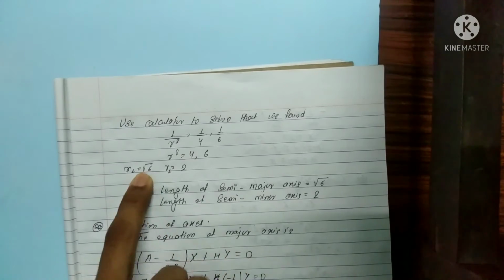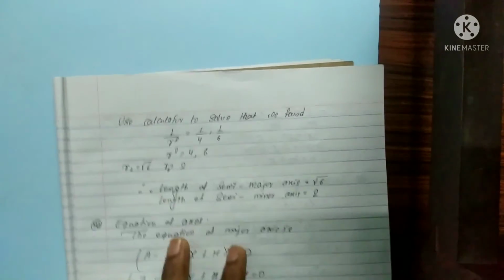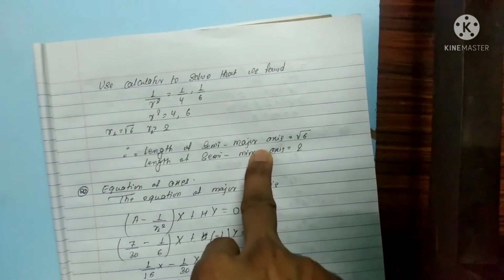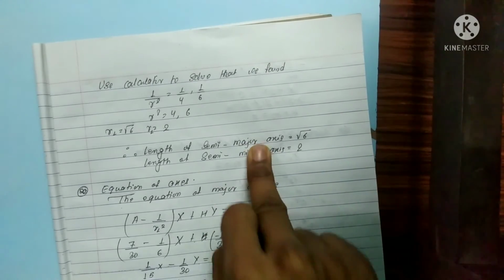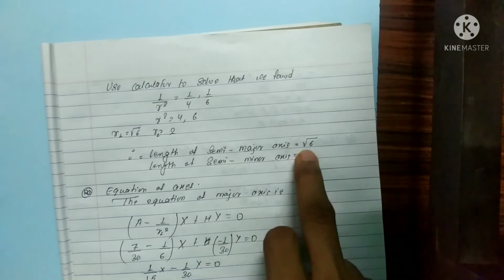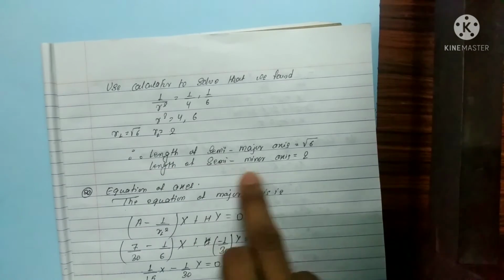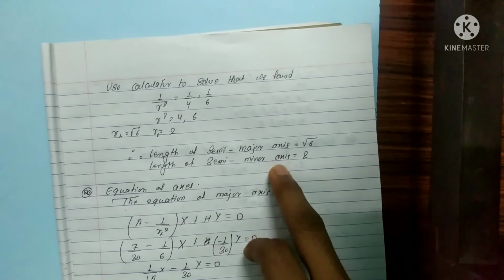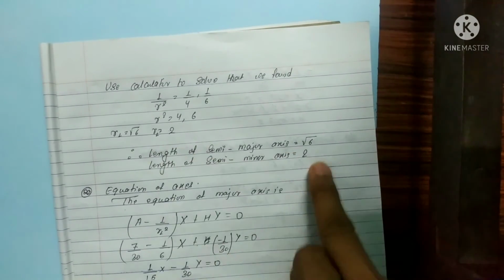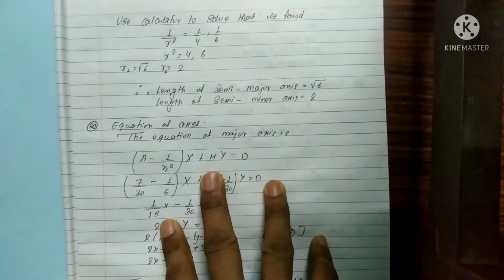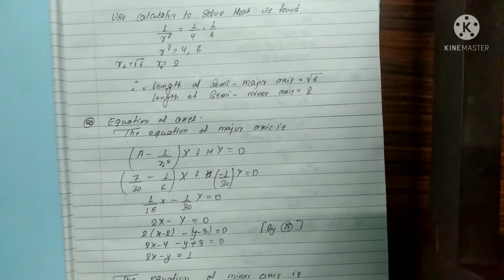Then r1 is equal to root under 6 and r2 is equal to 2. Length of semi-major axis: major axis means maximum value, and the maximum value is root 6. So length of semi-minor axis means smaller value, and the small value is 2. So now go to the equation of axis. Now the equation of major axis.